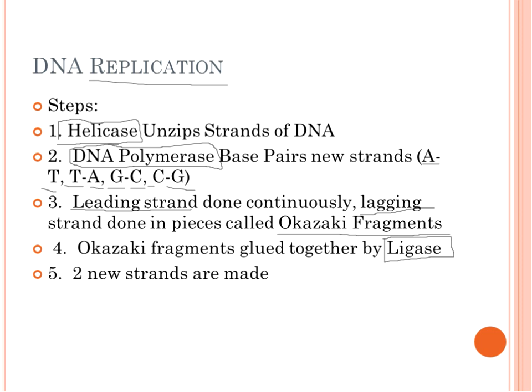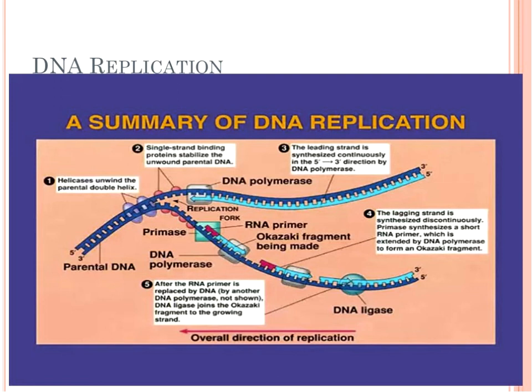So again, helicase is the enzyme that unzips it. DNA polymerase base pairs everything in two different strands, leading and lagging. The leading strand is done in one piece. Lagging is done in several pieces called Okazaki fragments. And then finally, those fragments are glued together by ligase. The final thing, two new strands of DNA are made.